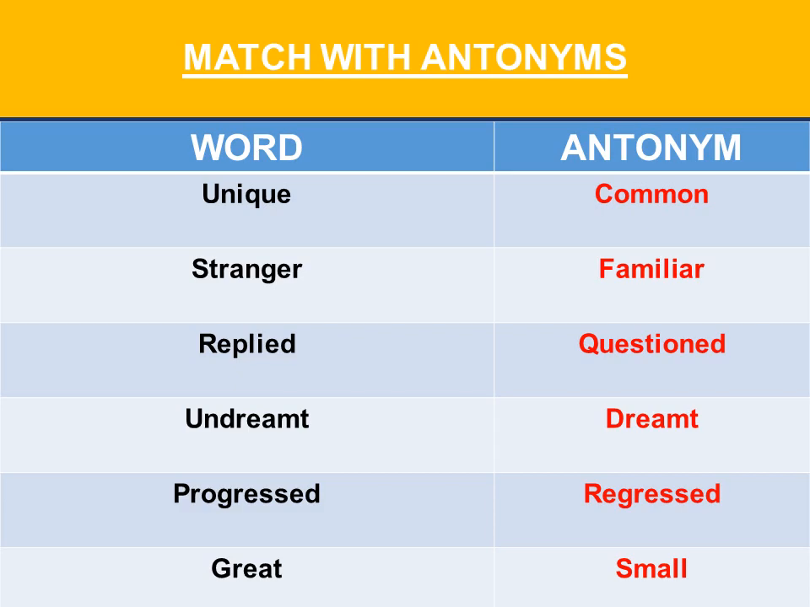The next word is replied. Replied means answered, students. So the opposite of answered is questioned. Next word is undreamt. Undreamt means something which never even occurred in our dreams. So its opposite should be dreamt. Next word is progressed. Progressed means to improve. So its opposite should be regressed. Regressed means to decrease or to reduce.